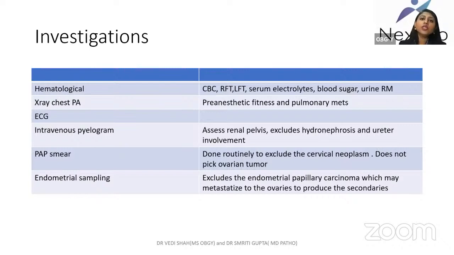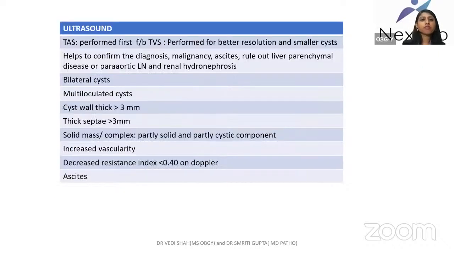This is needed for excluding endometrial papillary carcinoma, which may metastasize to the ovary to produce secondaries. Now, that was about the blood investigations which we sent. Now we talk about the ultrasound features. If a patient comes to us with a certain kind of mass or ascites, and you send her for ultrasound.